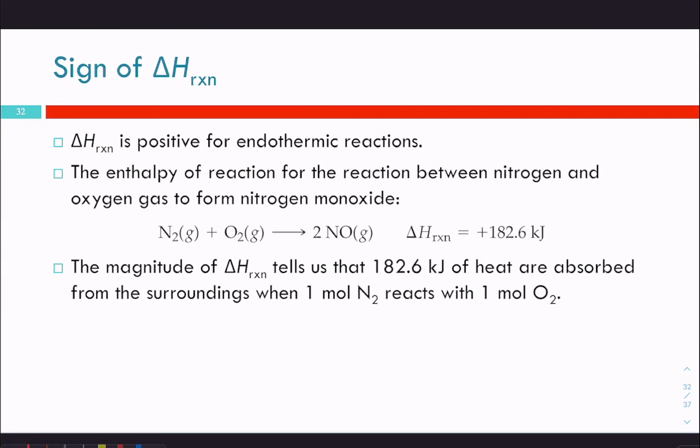So you could rewrite this as 182.6 kilojoules, delta H plus N2 plus O2 gives you 2 NO. All right? So the reactants are all the things that go in. So we have to put in the heat, the nitrogen, and the oxygen to have this reaction take place. Any questions so far?